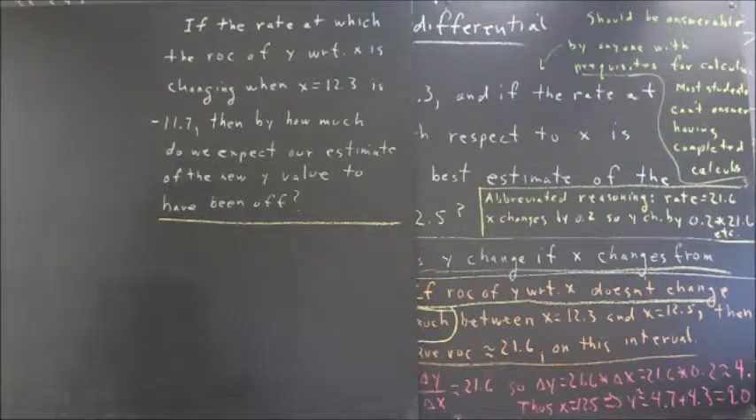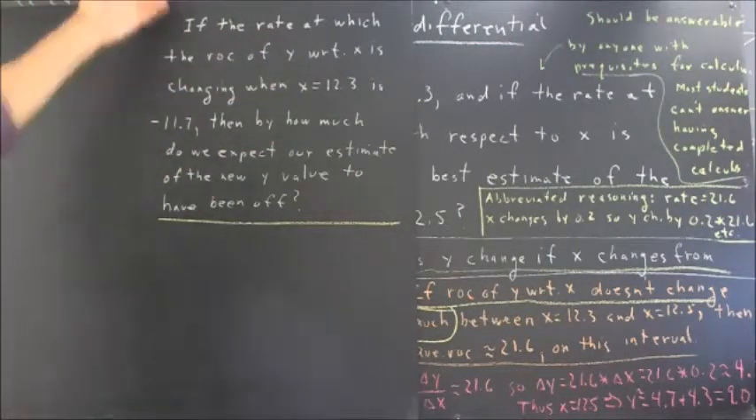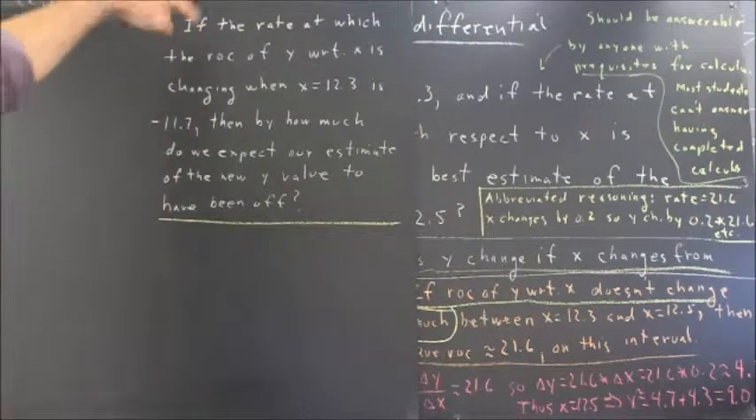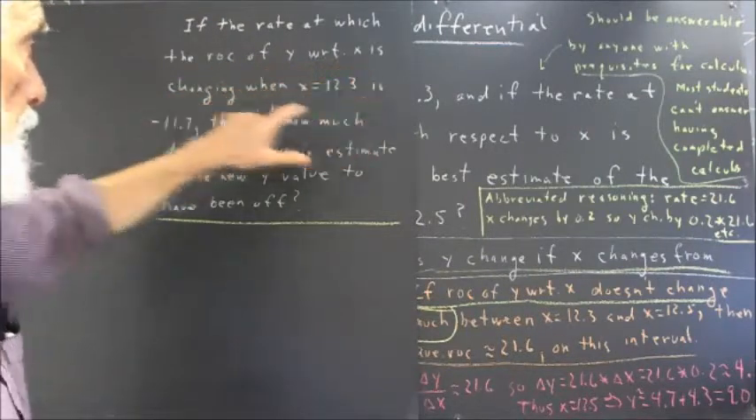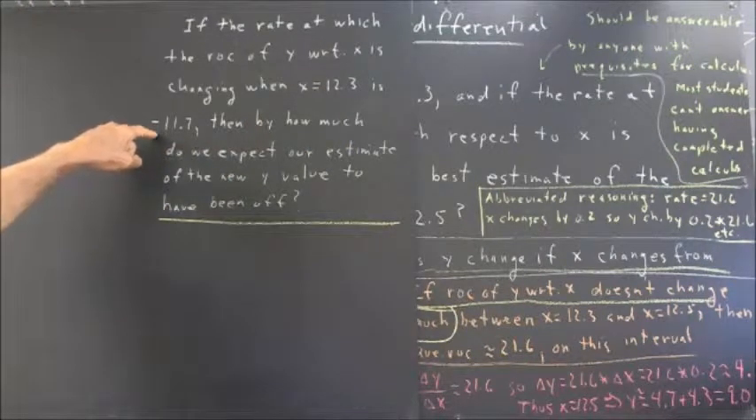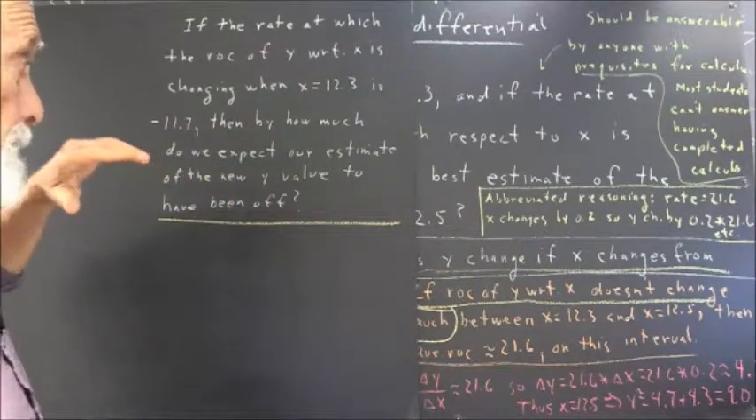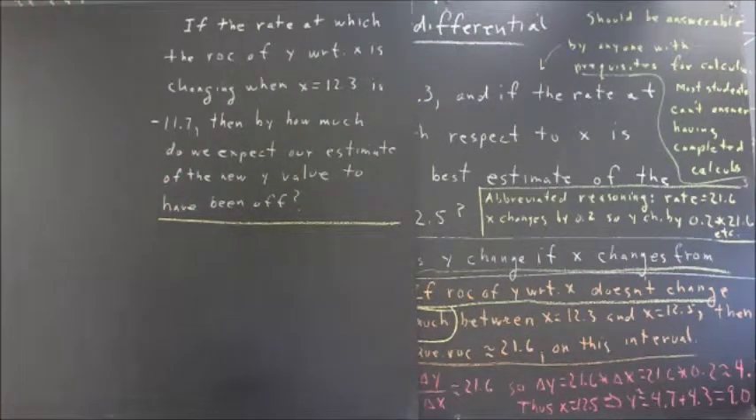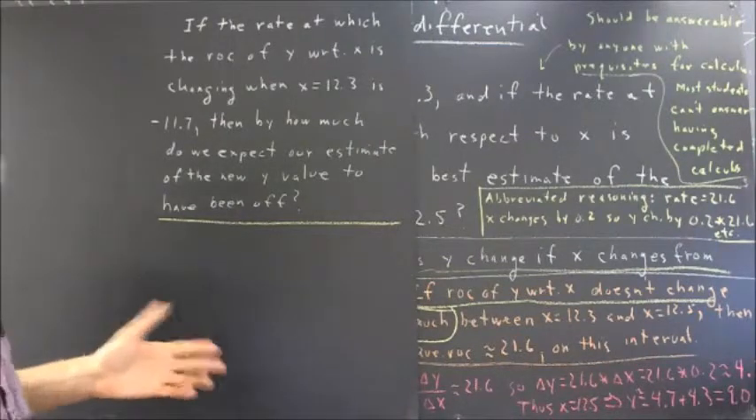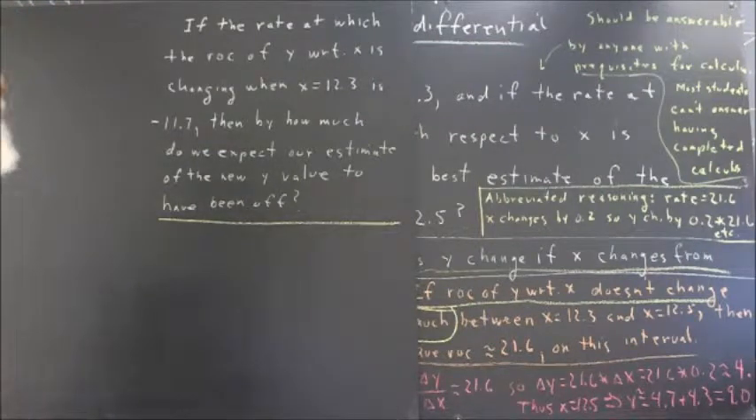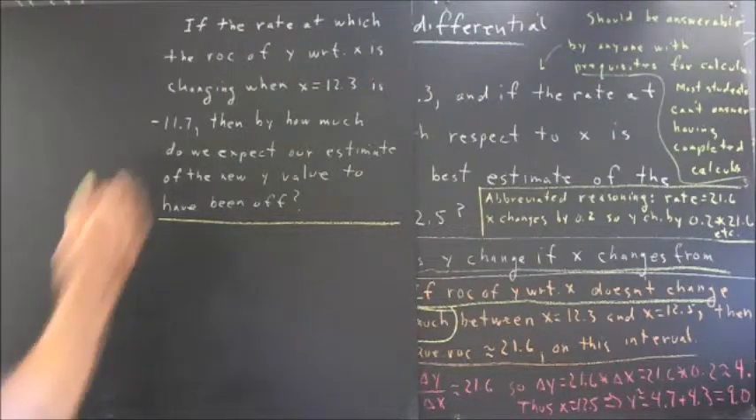Okay, now let's follow up with a question that's related to how quickly that rate of change is changing. Say the rate at which the rate of change of y with respect to x is changing when x equals 12.3 is negative 11.7. By how much do we expect our estimate of the new y value to have been off? You might want to give that a little thought. You might draw a blank, but if you think about the meaning of the words, there's at least something you should be able to do. Hopefully you paused and thought about that, but in any case.